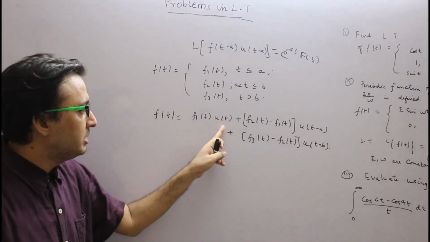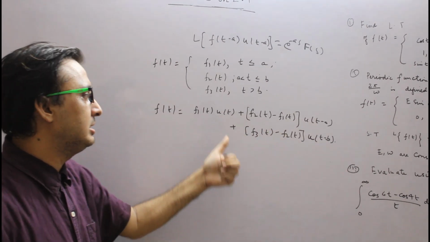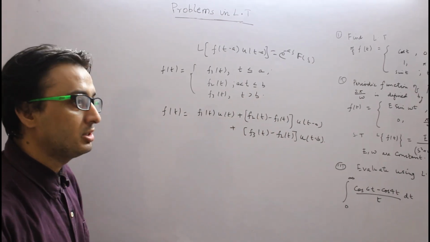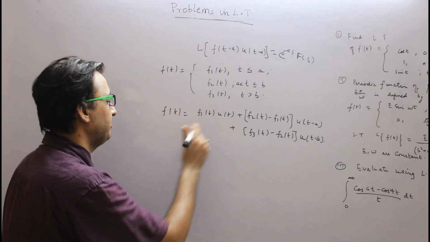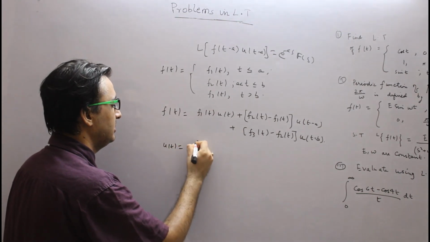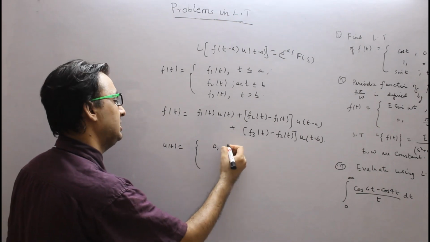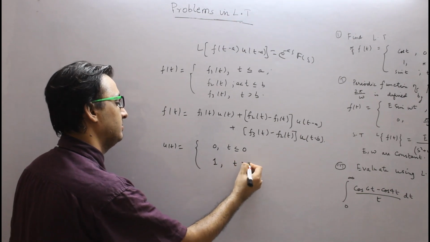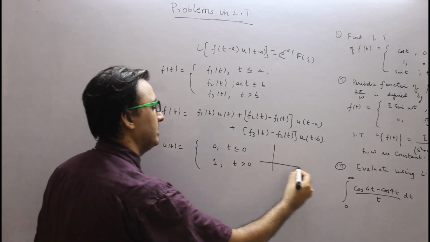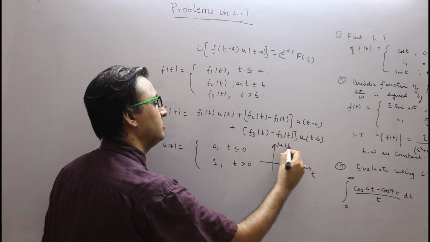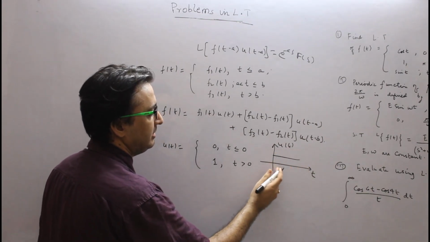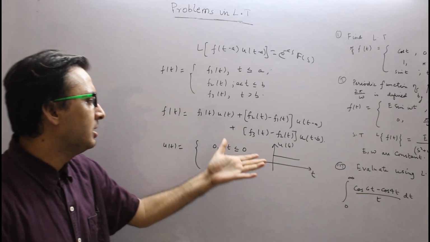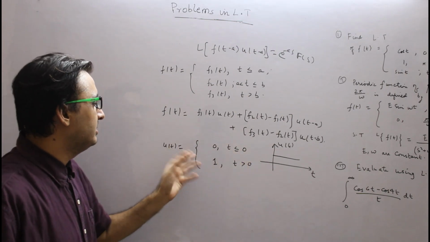Now we have introduced u(t minus a) and u(t minus b). What are these? These are unit step functions. Here it is shifted by a and b, where a and b are positive constants. So I will define first of all u(t). u(t) is equal to 0 for t less than or equal to 0 and 1 for t greater than 0. If we plot the graph, it looks like this. Here you can see from 0 onwards its value is 1, and it is not defined for negative values. So this is very much clear.